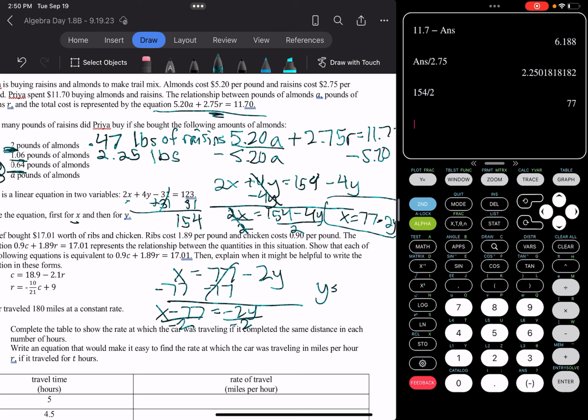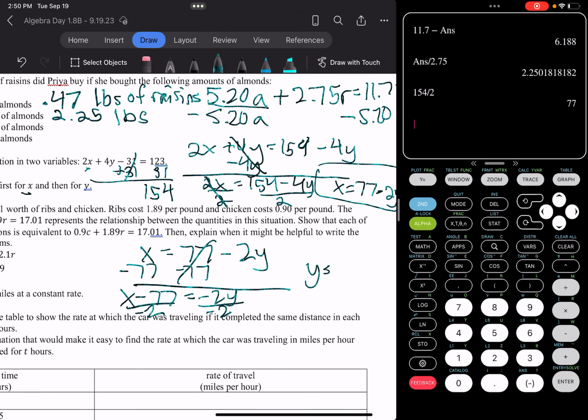And again, you can either leave this as is, or you can go ahead and divide through. And so you would end up with negative x over 2 plus, because a negative divided by a negative, 77 divided by 2 is going to give you a decimal of 38.5. Okay, and so you can leave it as that.